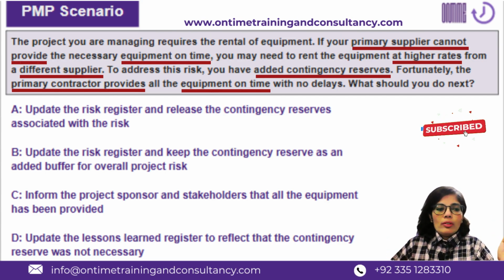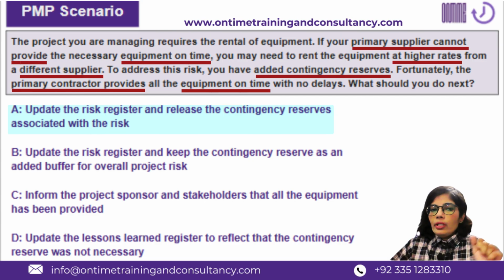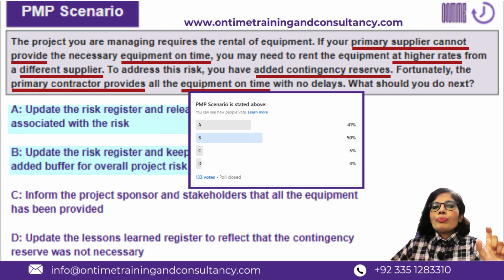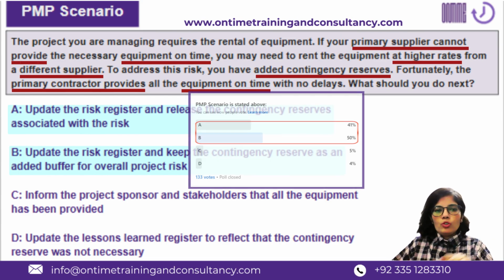Let's check the option choices one by one. Option A. I'm going to talk about options A and B together. Update the risk register and release the contingency reserves associated with the risk. And option B, update the risk register and keep the contingency reserve as an added buffer for the overall project risk. When we posted this question on the regular Friday polls, we got a very close tie between options A and B. And the answer is between A and B actually.